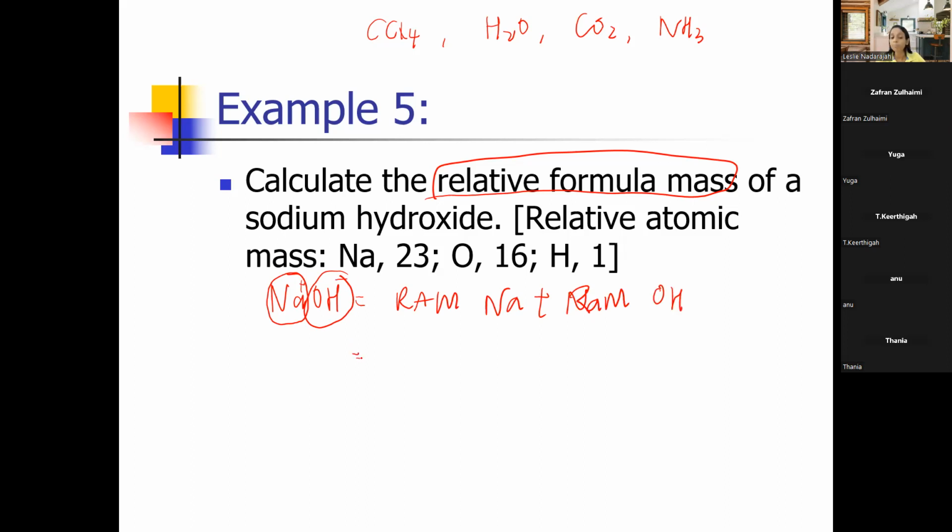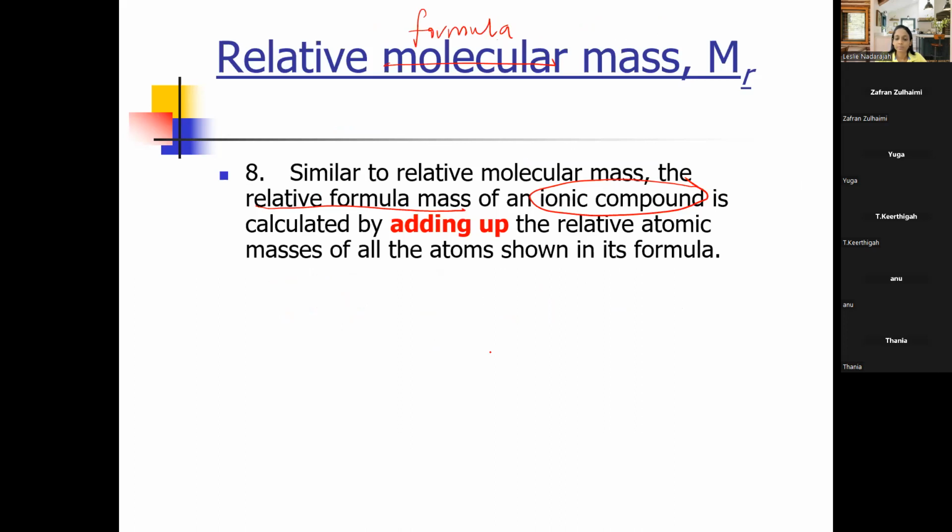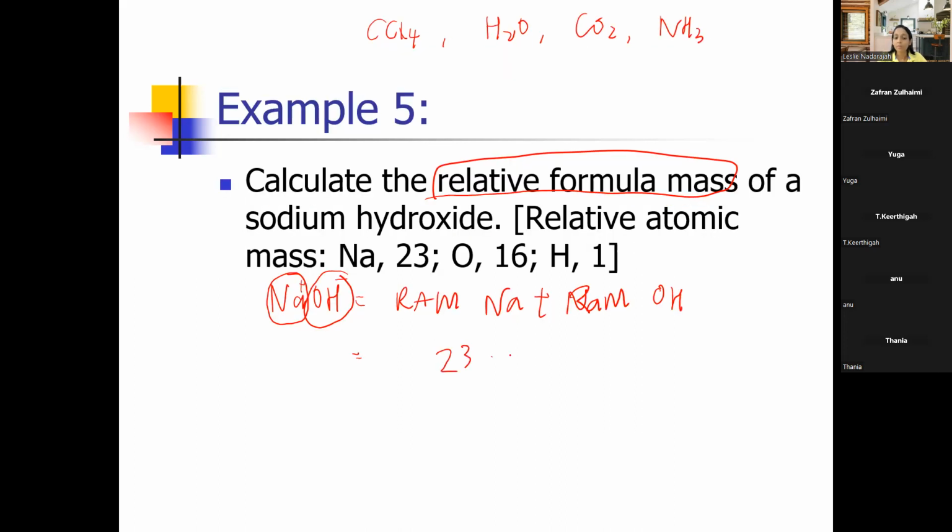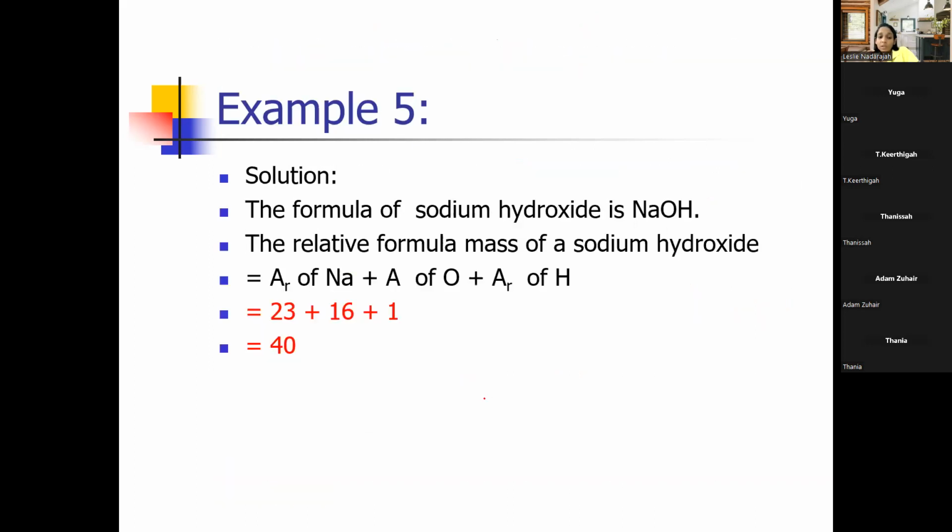So what is the RAM of sodium? 23. What is the RAM of hydroxide? Oh, sorry, of oxygen? 16. 16. So teacher is going to change this. Plus RAM of hydrogen. What's the RAM of hydrogen? 1. 1. Okay, correct. Very good. So if I add all these up, what do you get? 40. 40. Very good. Okay, excellent. So if you see, it's 40.